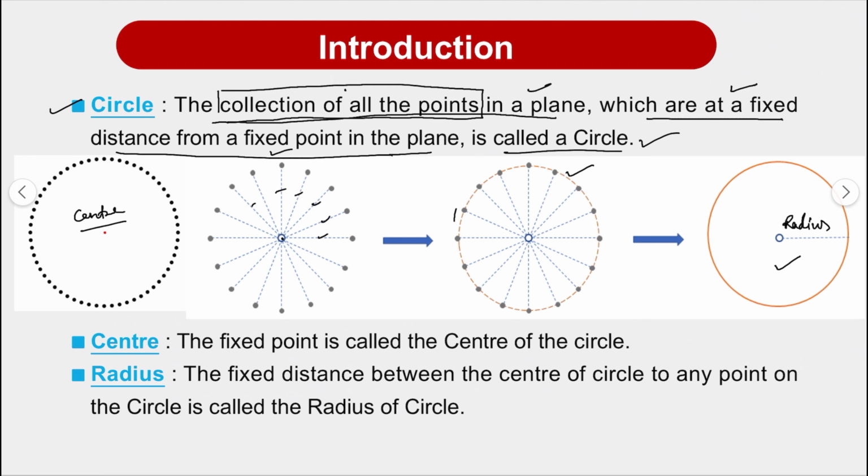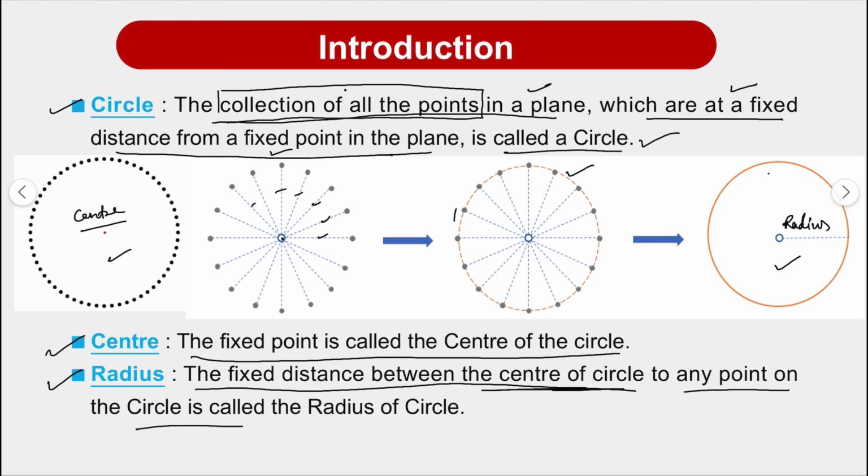So we have many points here. From a fixed point we have marked many points at a fixed distance. When you join all the points, we'll get a circle. Next is the center. The fixed point inside the circle, from which all the points of the circle are equidistant, is called the center of the circle. And the radius is the fixed distance from the center to any point on the circle.